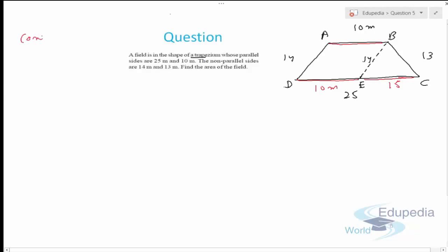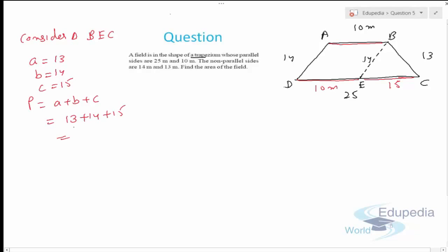Consider triangle BEC. In this triangle, let A be equal to 13, B be 14 and C be 15. We will find the area using Heron's formula. Perimeter will be equal to A plus B plus C, which is 13 plus 14 plus 15, so which is 42. So semi perimeter will be 42 by 2, which is 21, right?